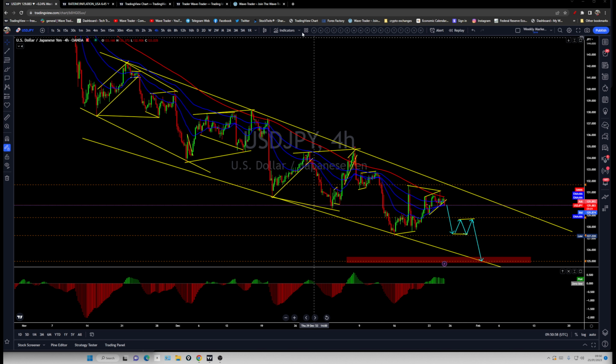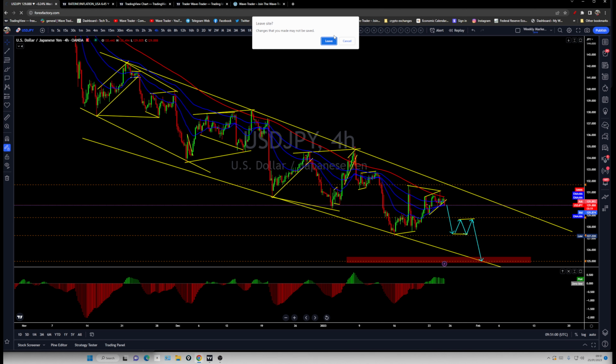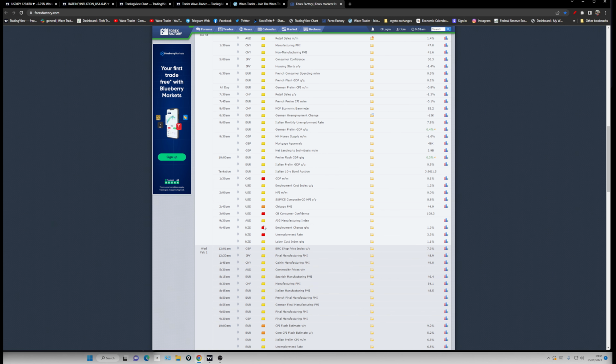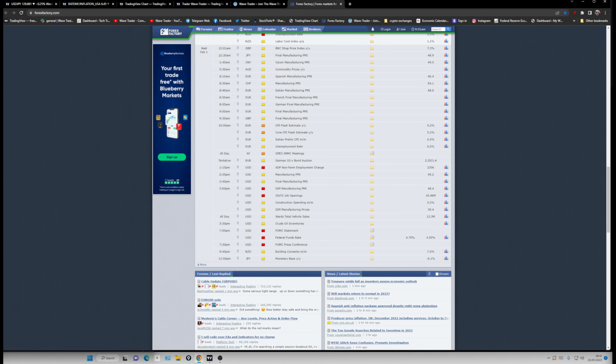Okay, now let's look at some logical reasons why that can happen, why we can see that move. So next week we are having the Fed rate decision on 1st of February. Now Fed is looking to raise the interest rate by another 25 basis points. The previous is 450. The forecast is 475. Means 475 is the expected Fed fund rate on 1st of February.